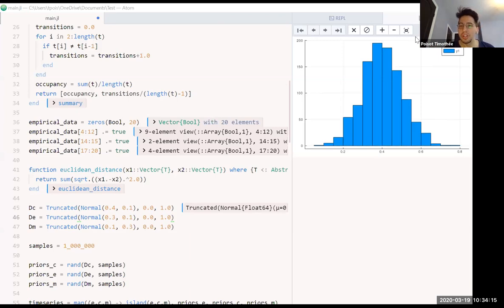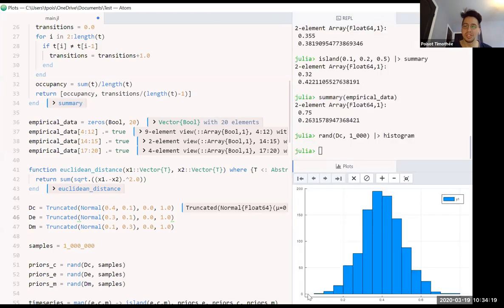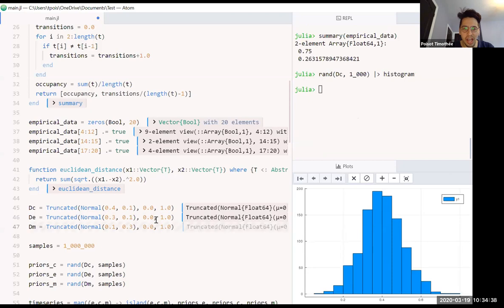So we have a plot here. Let me move it down a little bit. That is a histogram of values of the rate of colonization. So we're going to be looking at things that go from close to 0 to maybe 0.8-ish here. And so the next one was the rate of extinction and then the rate of measurement error.